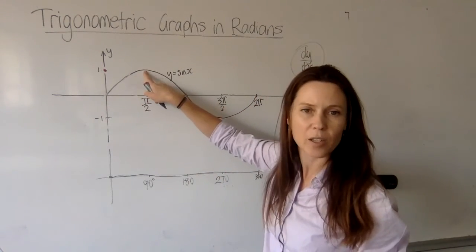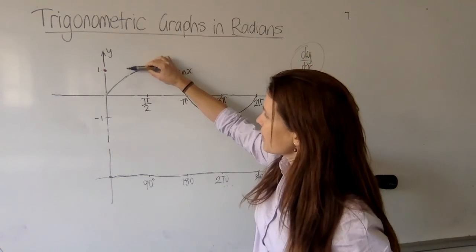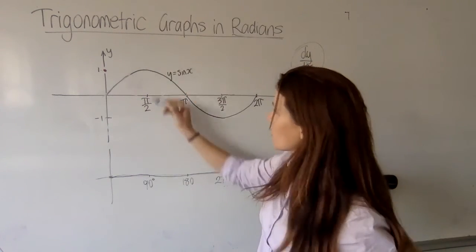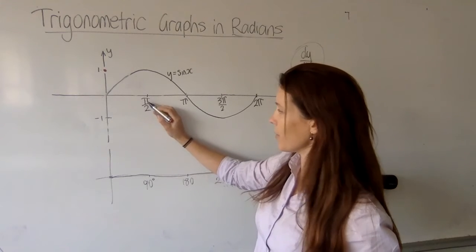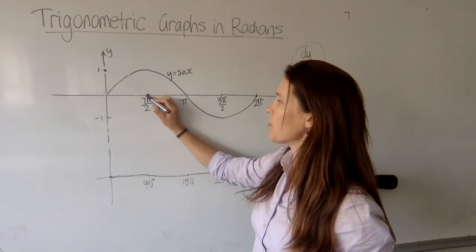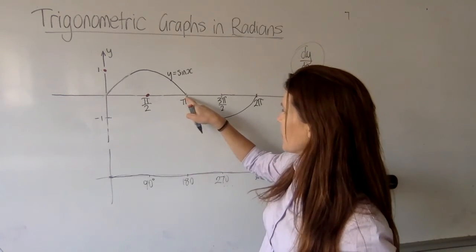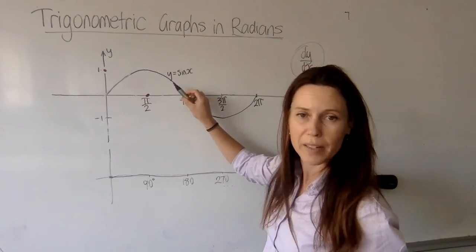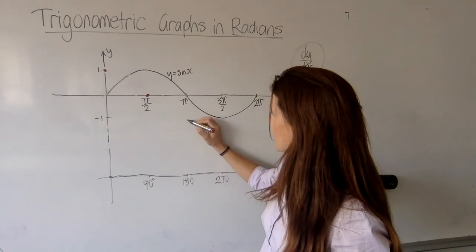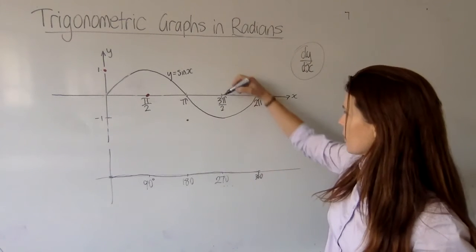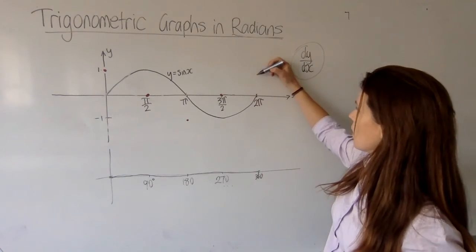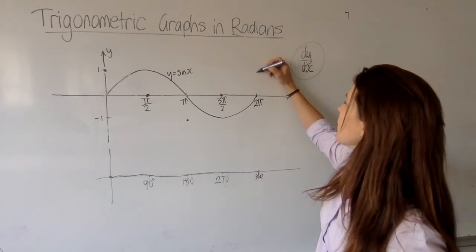What's the gradient at this turning point? Well, it's flat there, isn't it? So that's a gradient of 0. So at that point, when x is pi over 2, the gradient would be 0. What about down here? We've got a gradient of -1. So I'd graph that down here. A gradient of 0 again, and a gradient of 1 again. You can see that there's a pattern.